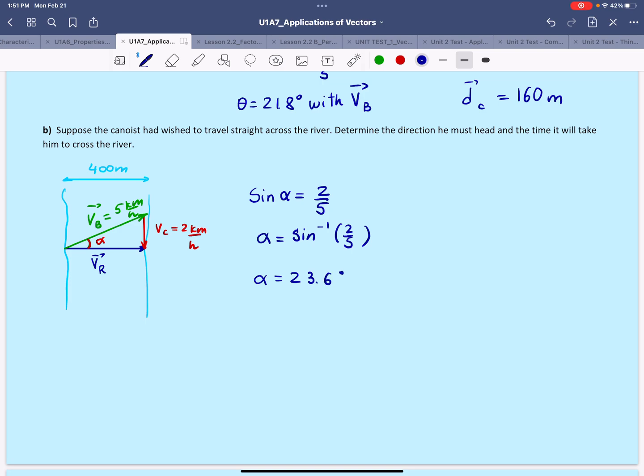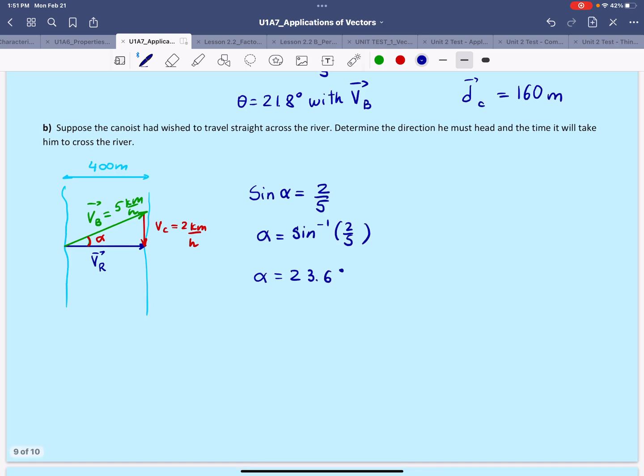Okay, so we're going to say that the canoeist must head at an angle of 23.6 degrees from the horizontal. So with this we have answered the first part of the question, the direction that he must head. Now the next part of the question is asking how long it will take, so the time it will take for him to cross the river.